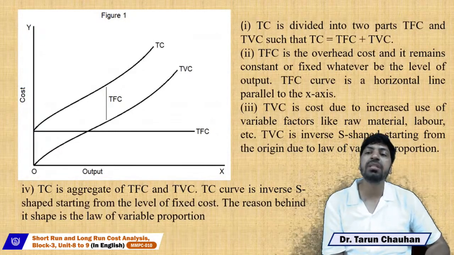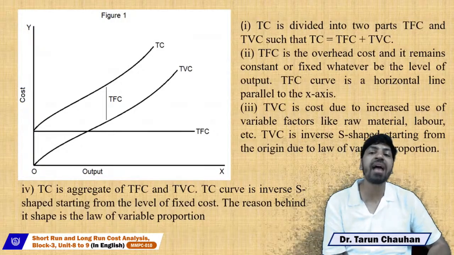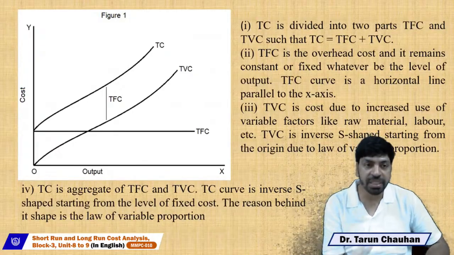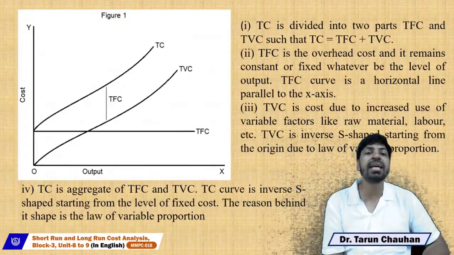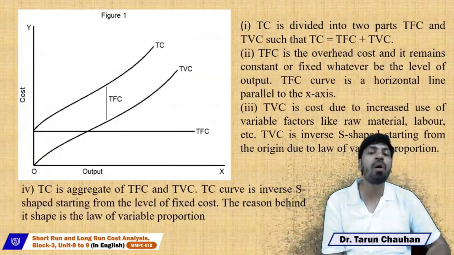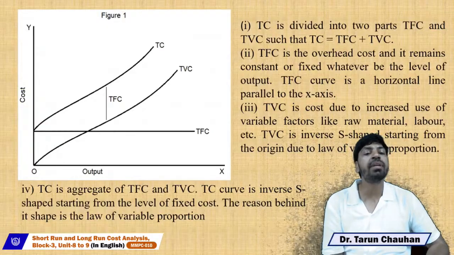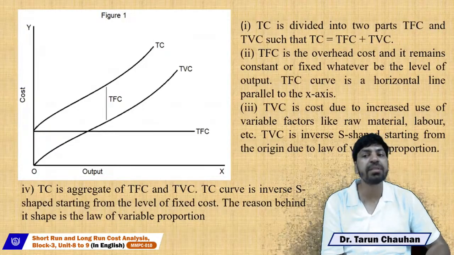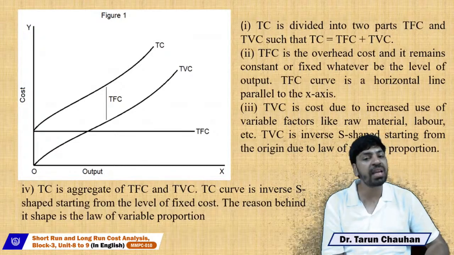Total variable cost is a cost due to an increased use of the variable factors of production like raw material, labor, and utilities. That's why TVC is an inverse S shape starting from the origin, due to the law of variable proportion. Total cost is an aggregate of the TFC and TVC, so the total cost curve is an inverse S shape starting from the level of the fixed cost.